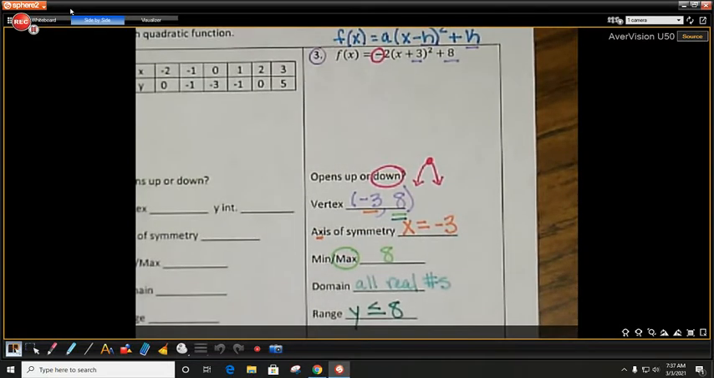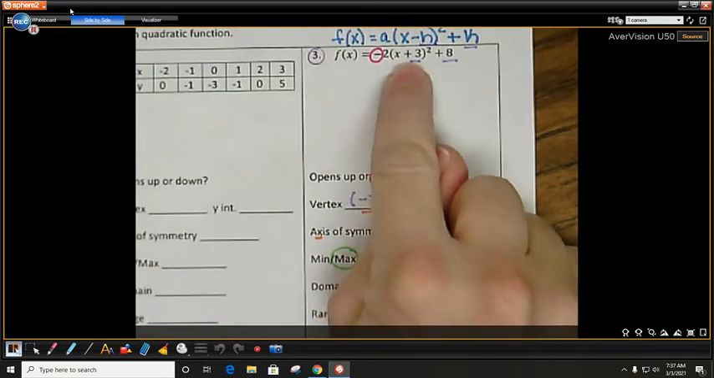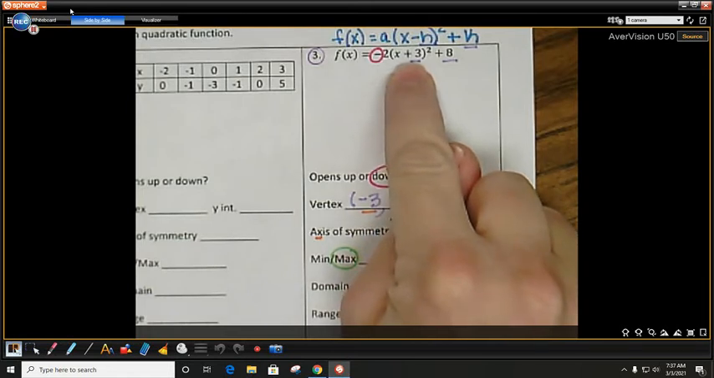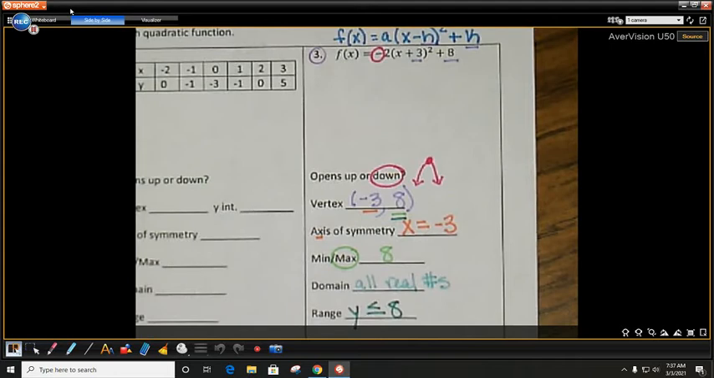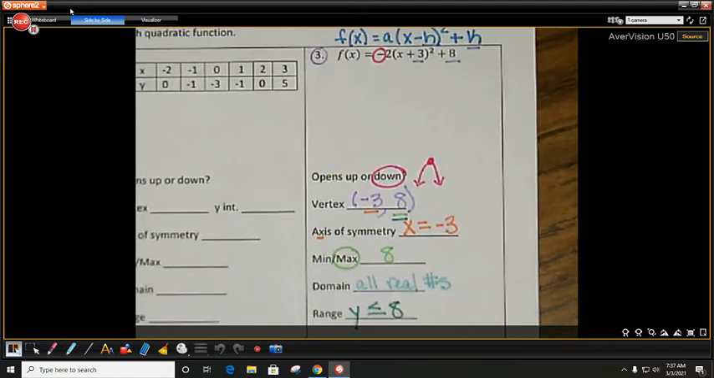So whenever you have your equation in vertex form, it's really easy to find your most important point, which is your vertex. You just have to be careful. You always take the opposite of what you see inside the parentheses with x. Okay? So that's doing one that's in vertex form.